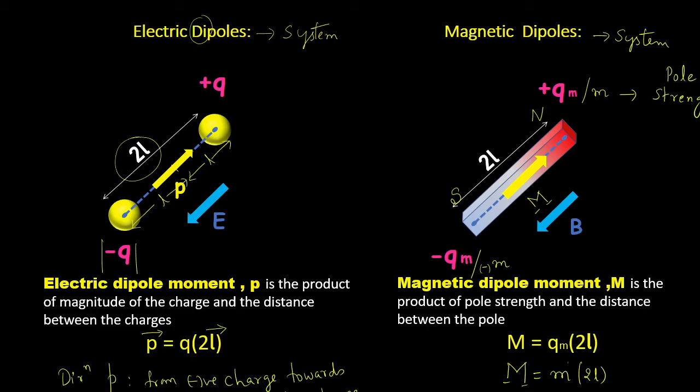And this magnetic dipole moment is also a vector, and the direction of the magnetic dipole moment is from the south to north pole of a magnet. And in this particular case, again we can take the length as a vector quantity, and this is how we represent magnetic dipole moment.